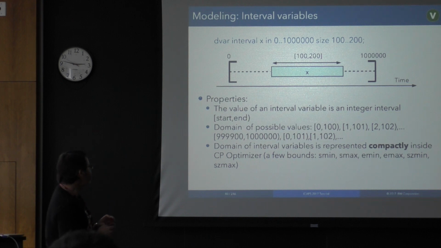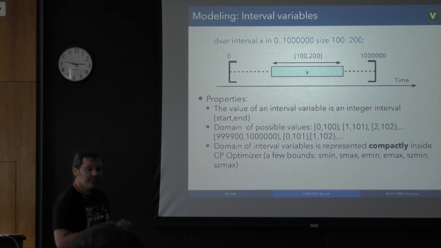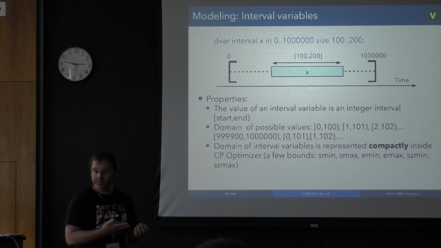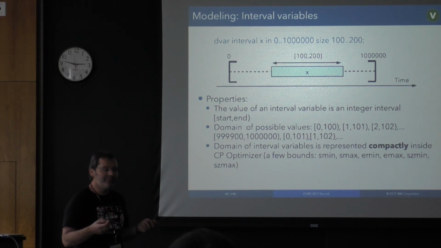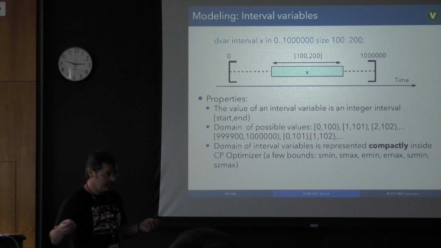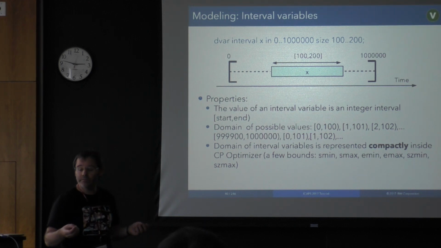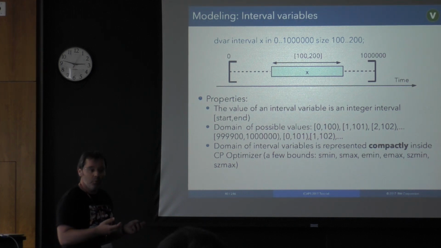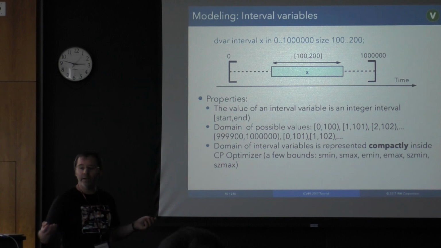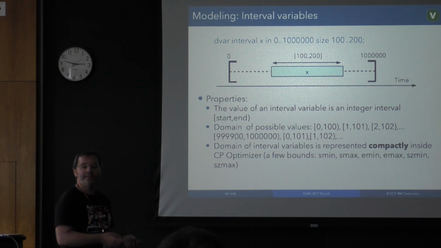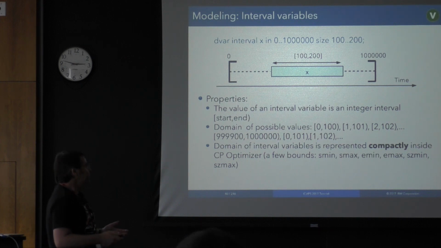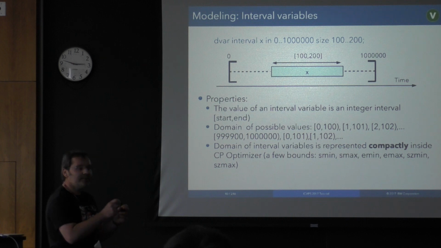A property of interval variables is that interval variables are variables, so they are mostly defined by their domain. What is the domain of an interval variable, or what can be its value? The value of an interval variable is an interval, of course. So if you think of the domain of an interval variable, it's a set of intervals.